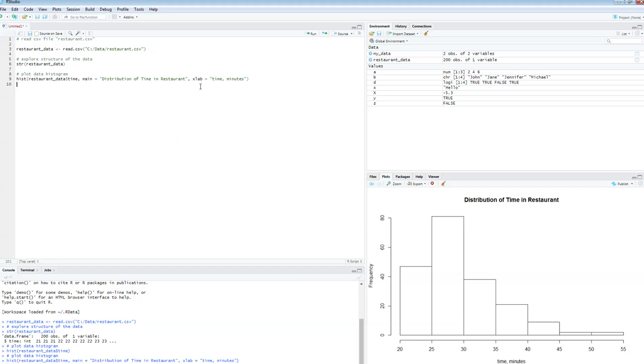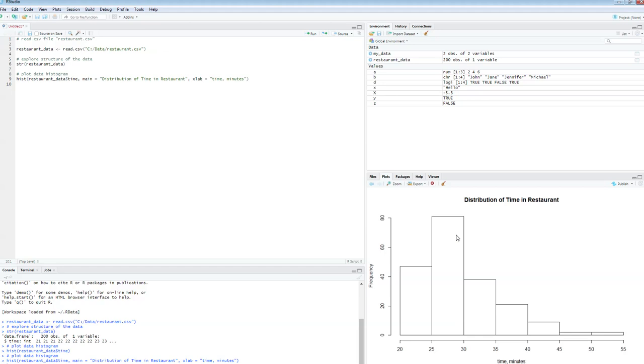So what can I say from this histogram? Well, number one is the modal class, right? Remember, the modal class is the tallest bar, right? That's the most frequently encountered set of times. The modal times are between 25 to 30, right, minutes. So therefore, what can I say? Typical time, the most frequent time that customers spend in my restaurants are between 25 to 30 minutes, right? That's how I interpret the mode.